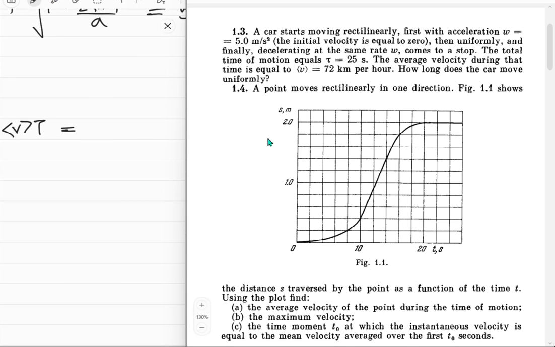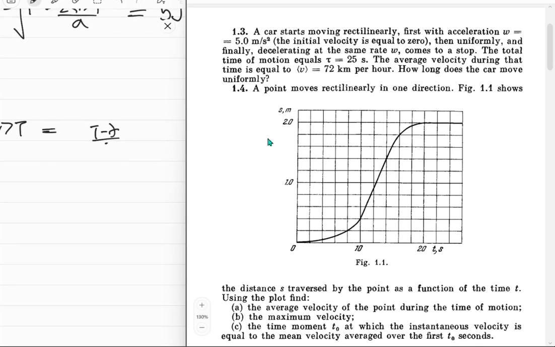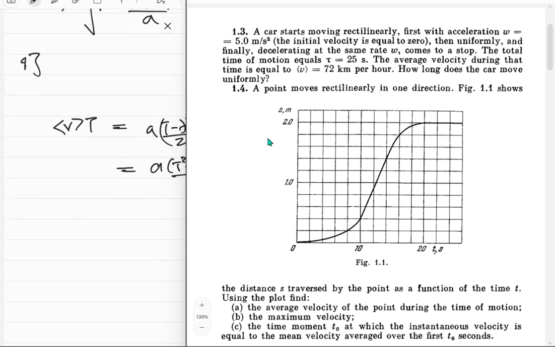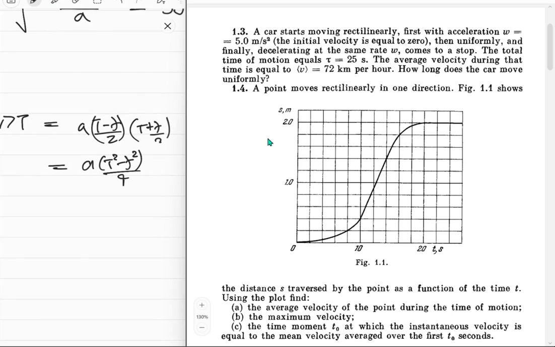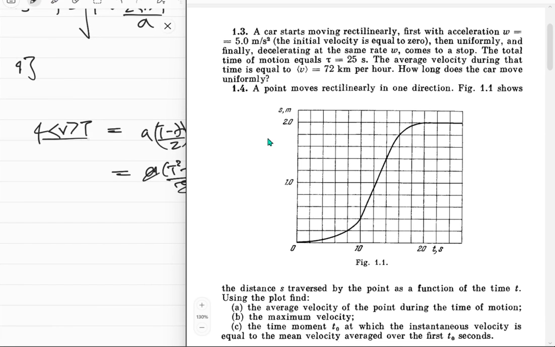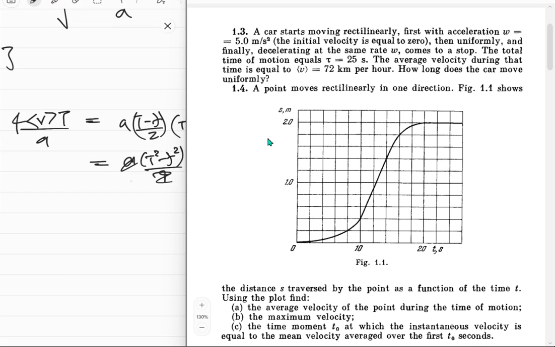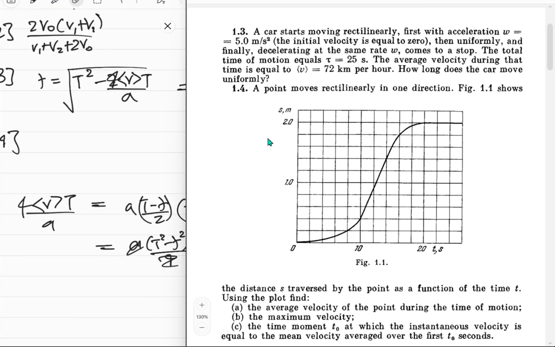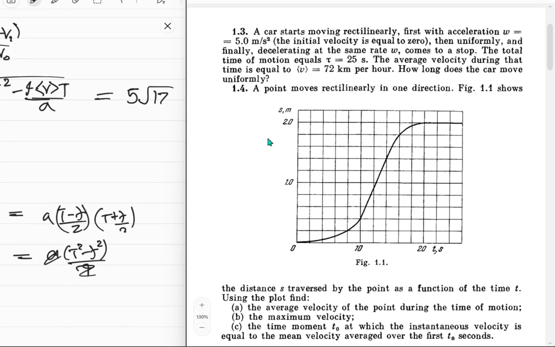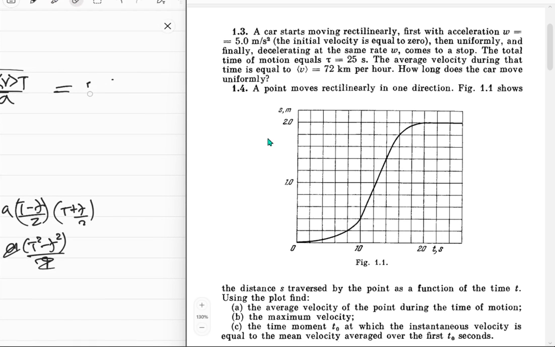So V naught was just t minus t upon 2 times the acceleration, and then the other thing was just t plus t upon 2. So the thing is, it would have been a times t square minus t square, and that upon 4, not this. So this would have been like that. So then this will be 4. Then it's like 5 square root of 25 minus 16. That would be 9. That's going to be 15. As I expected, something went wrong.